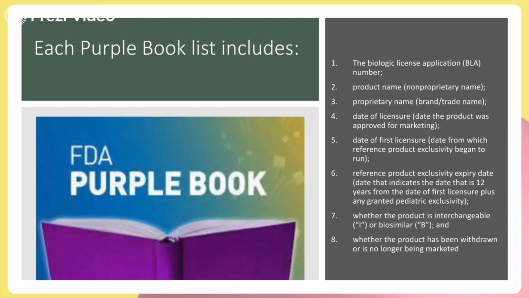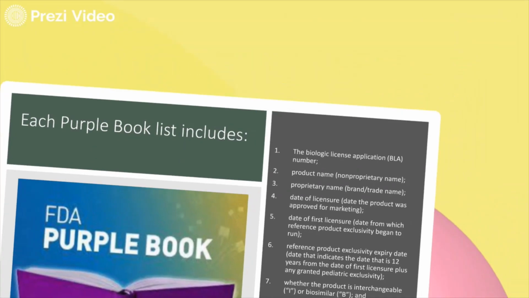Apart from that, you can also know whether the product is interchangeable or biosimilar. Interchangeable is referred to by I here, or biosimilar by the B here, and whether the product has been withdrawn or is no longer being marketed. So whenever any company applies for a biological product, they have to go to the CBER, whereby they get the particular biological license number. Then the application is scrutinized and checked thoroughly, and once it gets approved, the license is provided to the company. Only then will the product be entered into the Purple Book database.